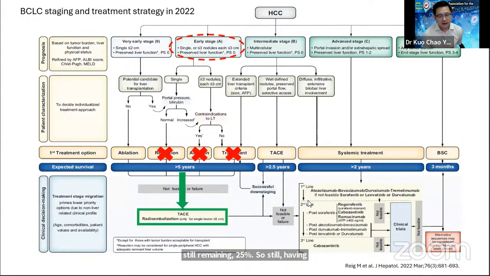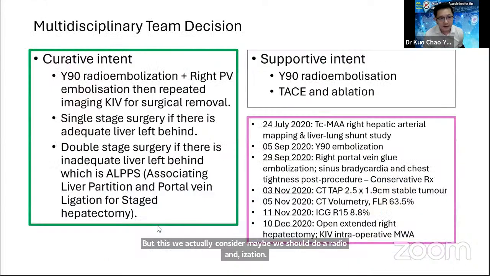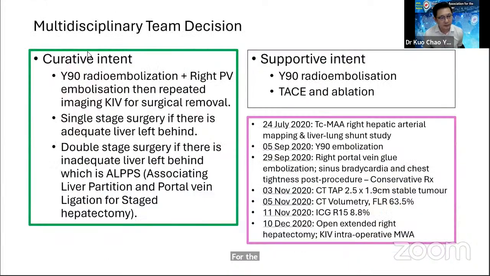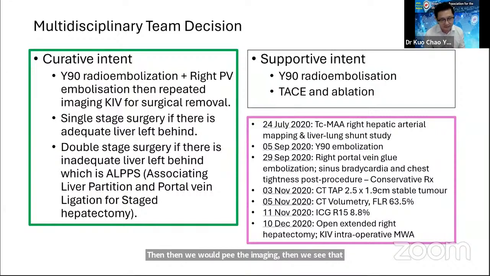So moving on, with this, we considered maybe we should do a radioembolization for the lesion. And this is what the multidisciplinary team decided. So probably use a Y90 radioembolization to the tumor, and then as Prof. Kanda mentioned, we subsequently have a right portal vein embolization. Then we repeat the imaging, and see whether we can make the left liver hypertrophy bigger. Then from there, whether it's suitable for surgical removal.